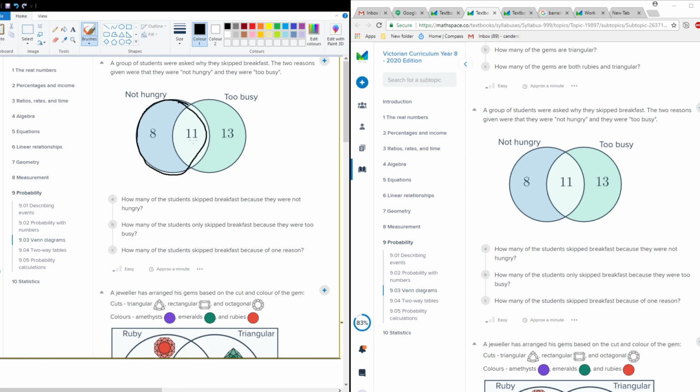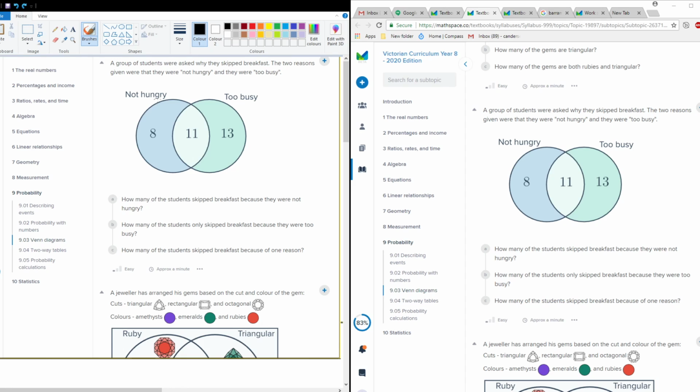These people in the middle skipped breakfast because they were not hungry and they were too busy, but they still skip breakfast because they were not hungry. How many students skip breakfast because they were too busy? Well, this is the too busy. So these are the numbers that we need to add together. There would be 24.